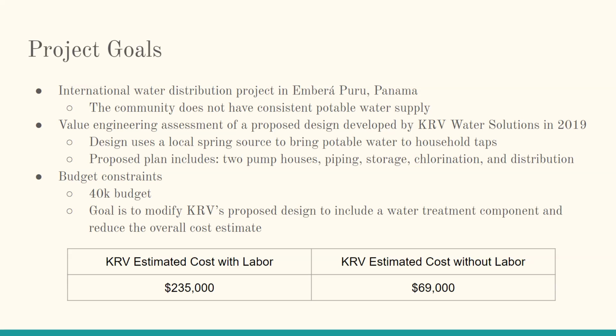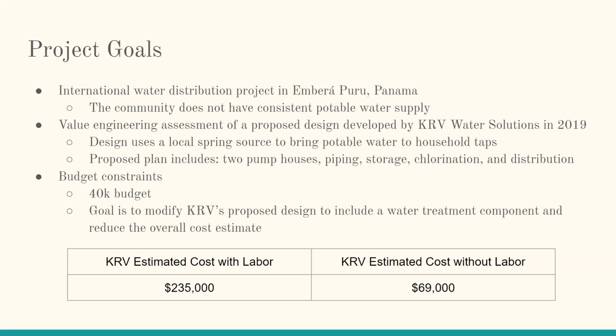We were tasked with completing a value engineering assessment of a proposed design, which was developed in 2019 by KRV Water Solutions. This was another senior design team here at Michigan Tech. Their design utilized the local spring source in the community to get water to household taps. And in their plan, they included 2 pump houses, piping, storage, shot chlorination, and distribution.